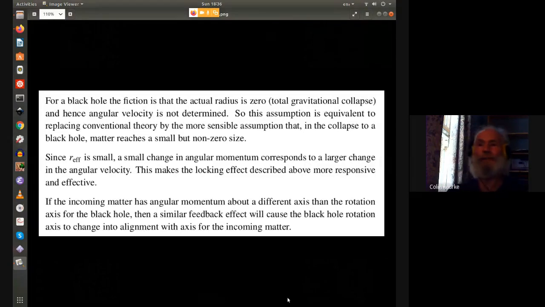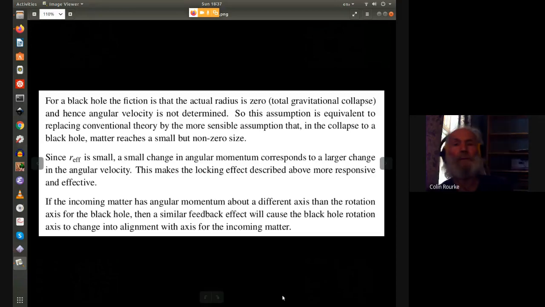So for black holes, which are fictitious objects because we've never actually seen one, the fiction is that the actual radius is 0, total gravitational collapse, and hence angular velocity is not determined. So it's a singularity. There aren't any singularities in the universe. So this assumption is equivalent to replacing conventional theory, my assumption, by the more sensible assumption that in the collapse to a black hole, matter reaches a small but non-zero size.